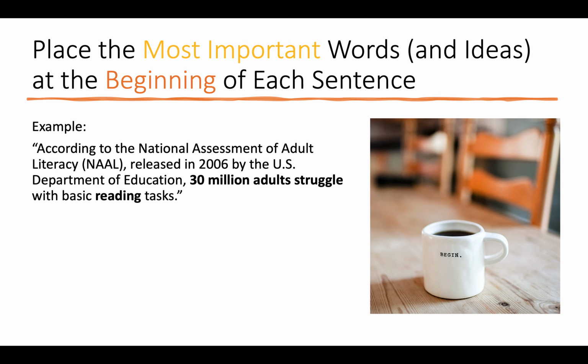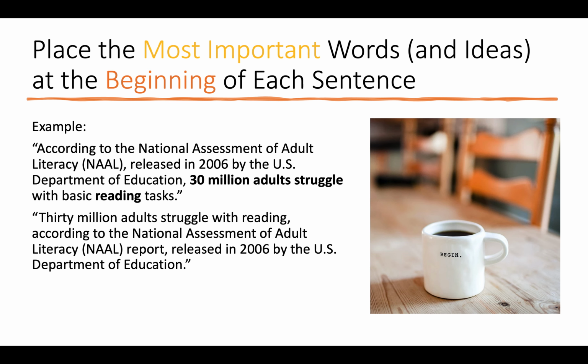She and I agree that, in fact, the most important part is that 30 million adults struggle reading. And so if that's the most important bit, how can you restructure that sentence in order to get that to the reader first? So here's how she proposes it should be written. 30 million adults struggle with reading, according to the National Assessment of Adult Literacy report released in 2006 by the U.S. Department of Education. And in here we're saying 30 million adults struggle.